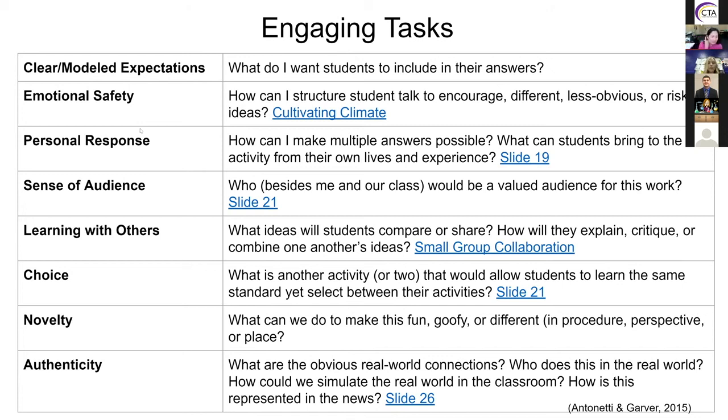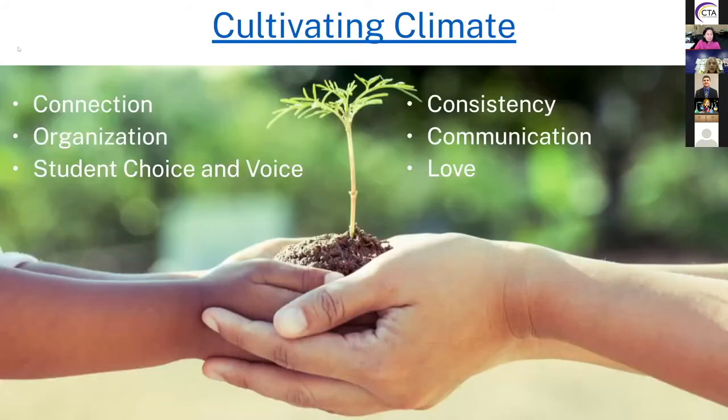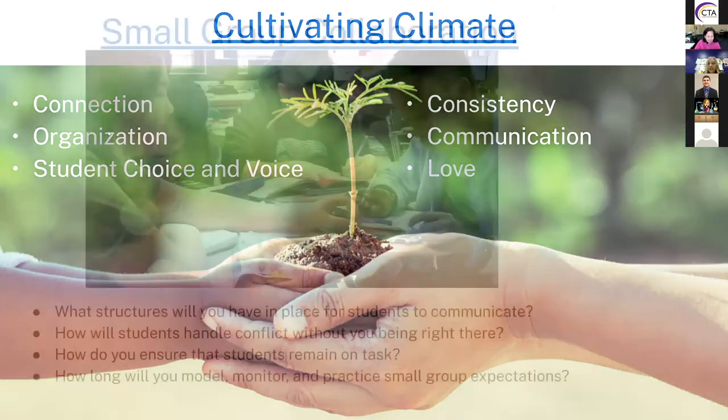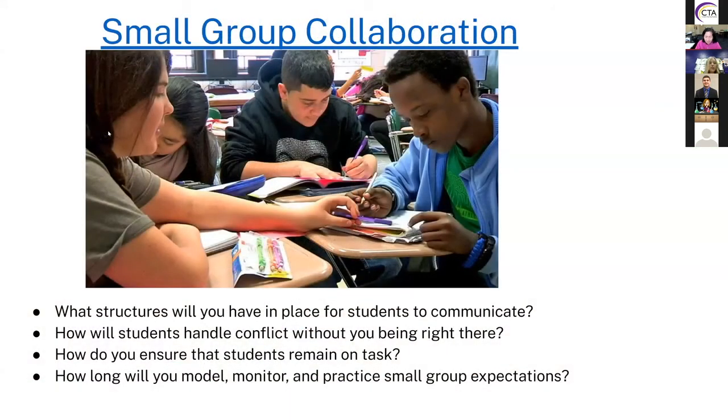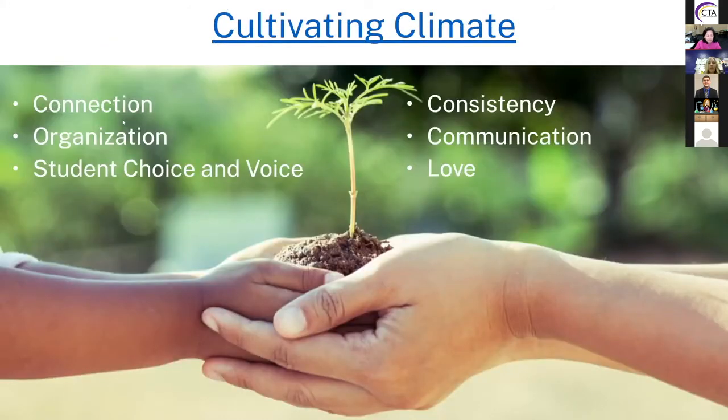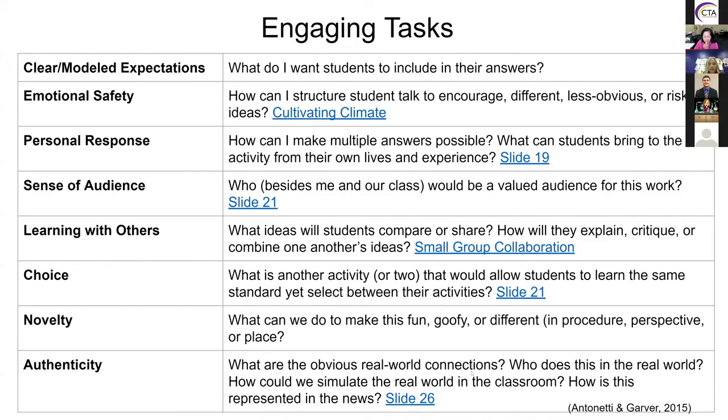All right, so for emotional safety, Heather talked about this on Tuesday, creating that classroom climate. It has to be a positive classroom climate. It has to have a sense of community. Your students need to know that it's okay for them to make a mistake, and that if they do make a mistake, everyone's going to take that opportunity to learn from it. So we want to make sure that we have our norms established, our routines established, and that we are constantly working on cultivating that classroom climate.